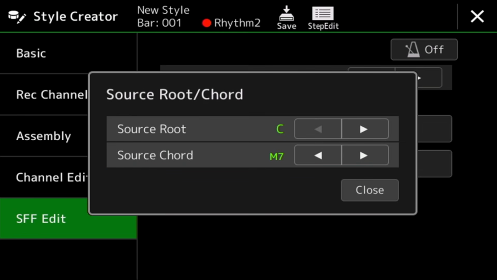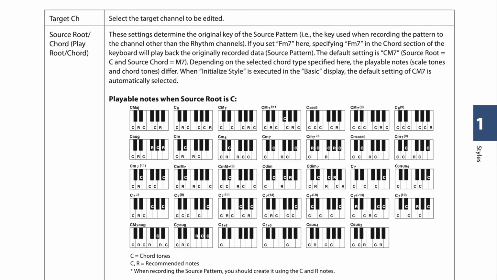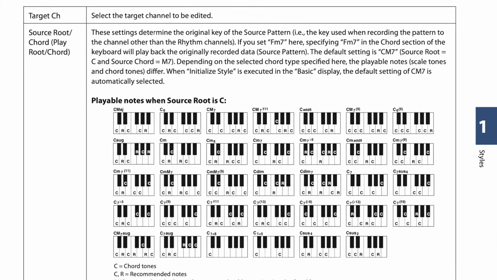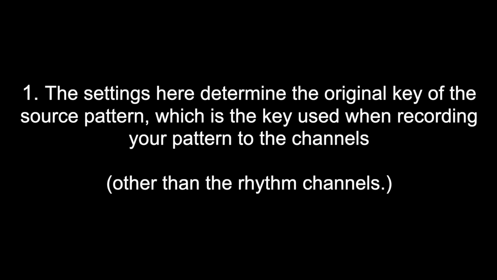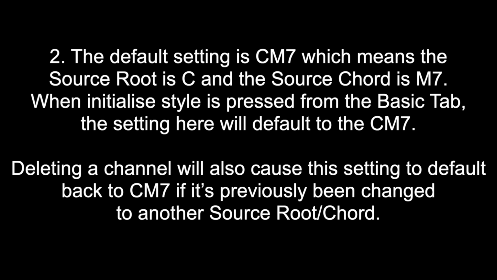So for the correct description of what this section does, I'll loosely quote the reference manual and explain each part in a little bit more detail. The settings here determine the original key of the source pattern, which is the key used when recording your pattern to the channels other than the rhythm channels. The default setting is CM7, which means the source root is C and the source chord is M7. When initialize style is pressed from the basic tab, the setting here will default to the CM7. Deleting a channel will also cause this setting to default back to CM7 if it's previously been changed to another source root chord.